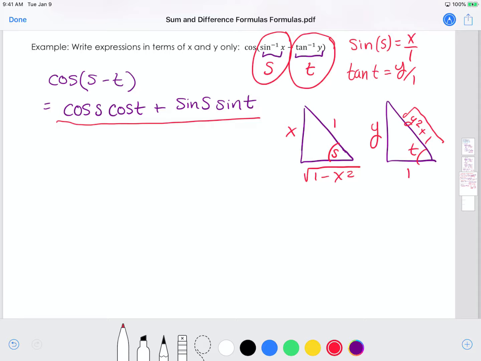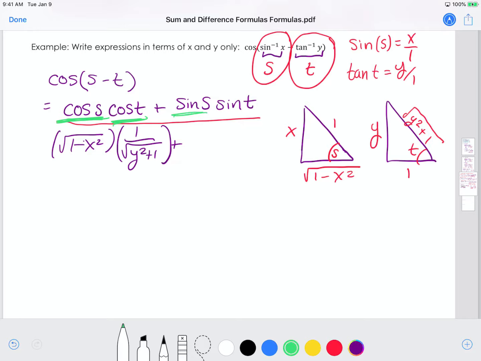So I'm going to go back over here and I'm going to find the cosine of angle S. So I'm going to look at the triangle with the angle S, and cosine is adjacent over hypotenuse. So that would be the square root of 1 minus x squared. Then I'm going to look for cosine T at the other triangle, because that is the angle I have labeled with T. Cosine of angle T is adjacent over hypotenuse, so that's going to be 1 over the square root of y squared plus 1.